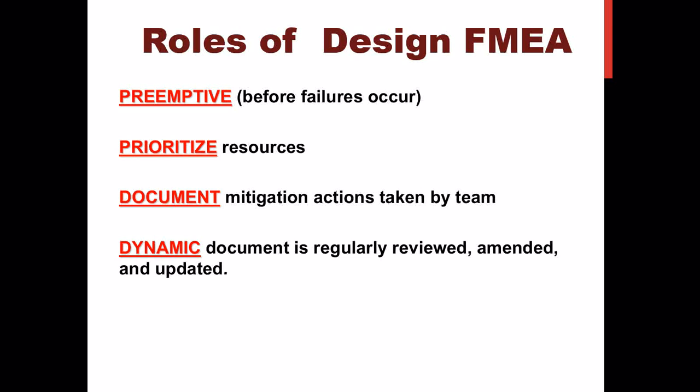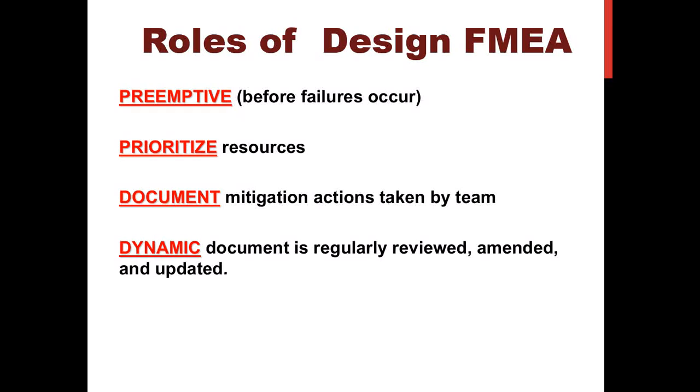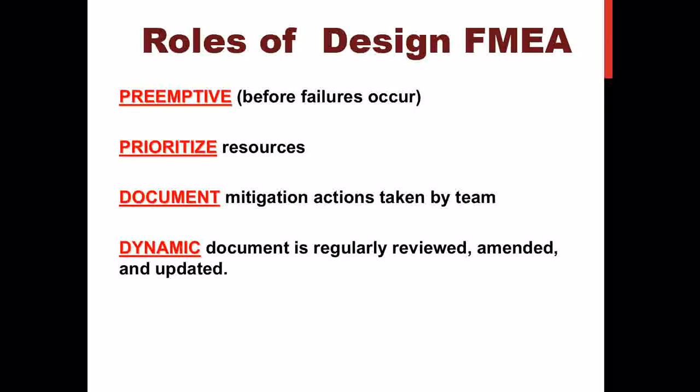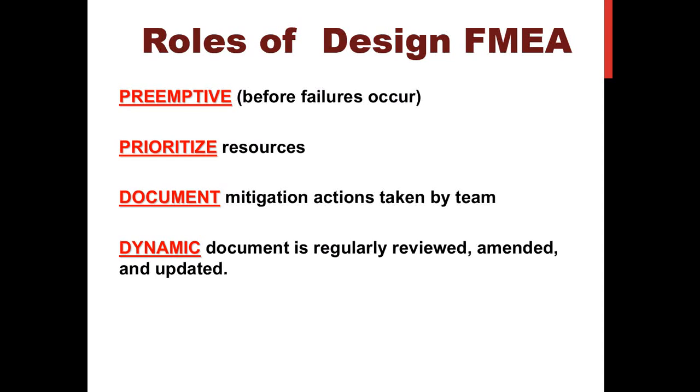So the roles of the DFMEA, first of all, it's going to be preemptive. It's going to allow us to anticipate failures before they occur. It's also going to allow us to prioritize our resources by taking a look at where our greatest risk exists and then applying our resources to mitigate that risk. It's also going to allow us to document any actions that we have taken by a team to mitigate risk. And because it is dynamic, the document is going to be regularly reviewed, amended, and updated.